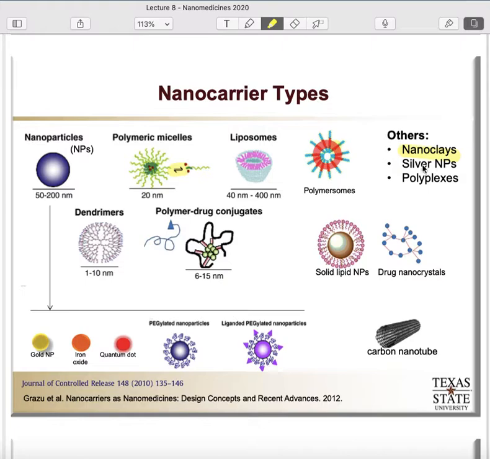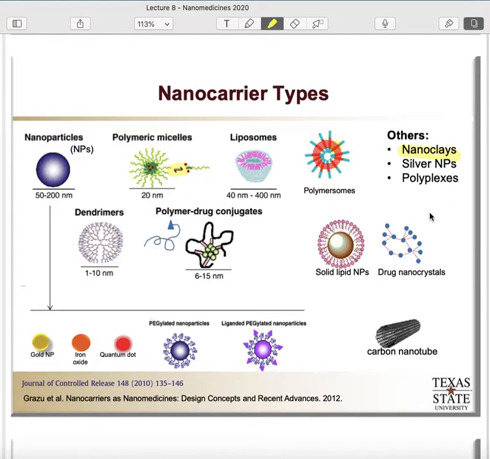Silver nanoparticles are utilized for antibacterial properties, and I believe that we have a section on those. And then polyplexes are going to be complexes that are made by taking polyelectrolytes and putting them together. And one of the main applications of these polyplexes is to generate drug delivery systems for oligonucleotides, for either gene delivery or siRNA delivery or something like that.